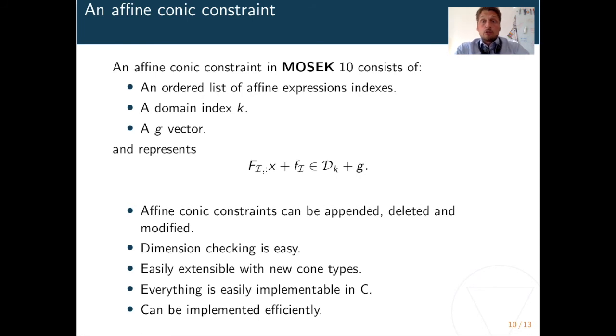For an affine conic constraint to be valid, of course, the dimensions of the set of affine expressions and the dimension of the domain have to match. But this is particularly easy to check given the way domains are implemented. Also, as anticipated earlier, it is, at least for MOSEK, important to be able to add new cone types in the future. But also that should not be difficult with the new interface. So all in all, we are quite happy with how all this was implementable in C, and of course with how it works so far.